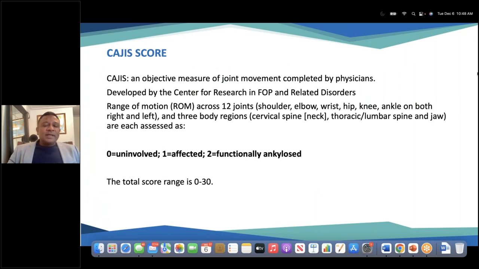Dr. Kaplan and others have come up with a very easy score, called the CAJIS score, to assess the joints. Basically, if your joint has unrestricted movement, you score 0, if it's fully ankylosed, you score 2, and anything between is scored as a 1. We use the scale to follow progression of disease through adolescence and adulthood to try and figure out what's going to happen next.